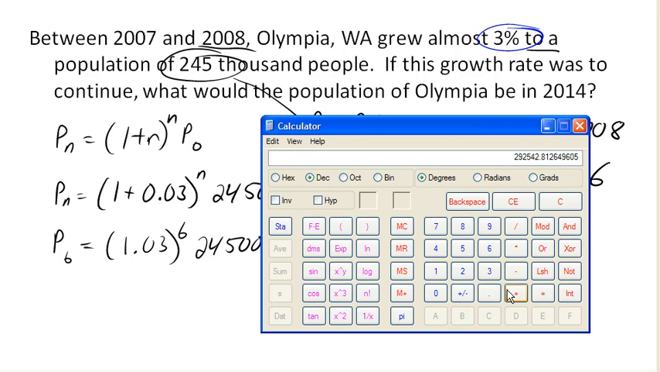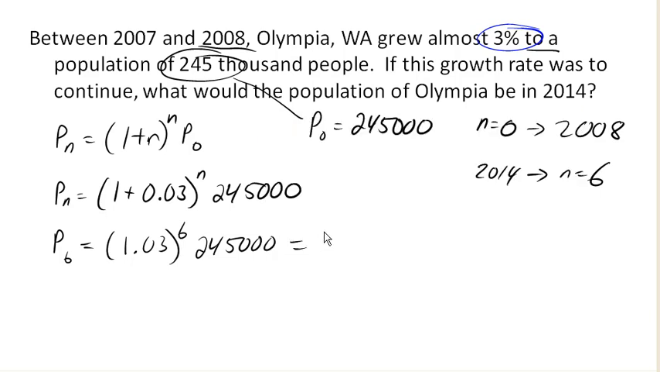Now, notice that in this case my calculator didn't round at all, and so this answer would have come out a little bit differently if we had rounded the value of 1.03 to the sixth before multiplying by 245,000. So I came out here with about 292,542 or 3 people, or approximately 293,000.